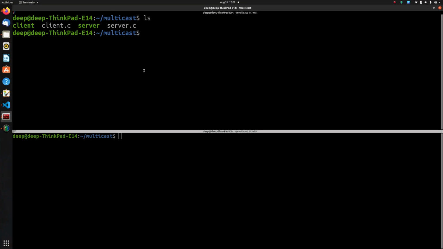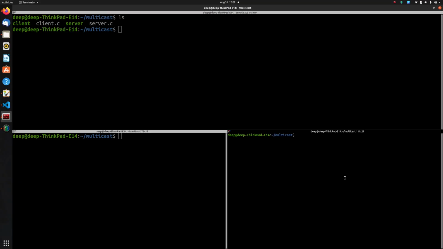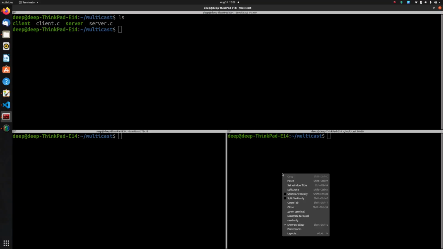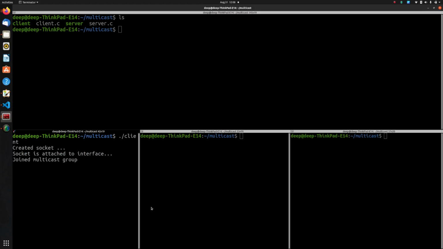Now I'll zoom out a little bit, and once again I'll do a split vertical. You know what, let's make another terminal. Okay, zoom this a bit. So this time, first I'm going to start the clients. This is one client, so it says that the socket is attached to the interface, and now it has joined the multicast group as well.